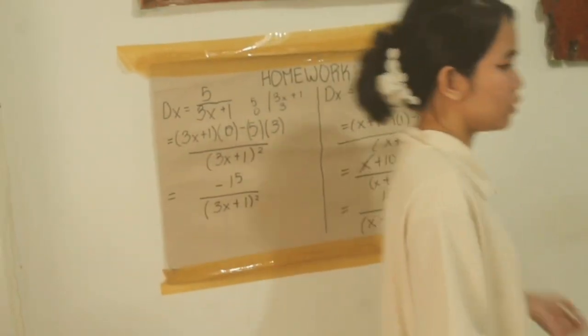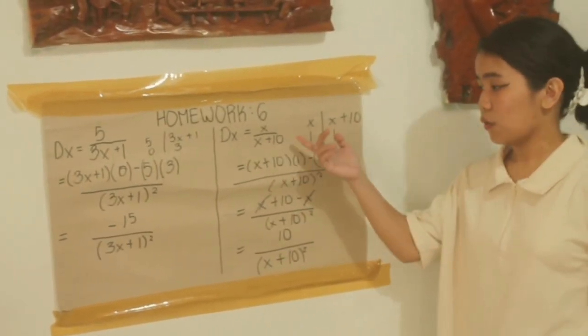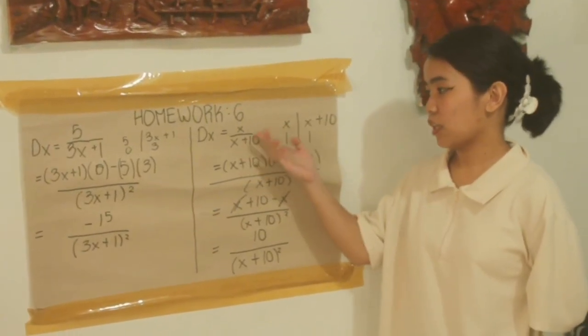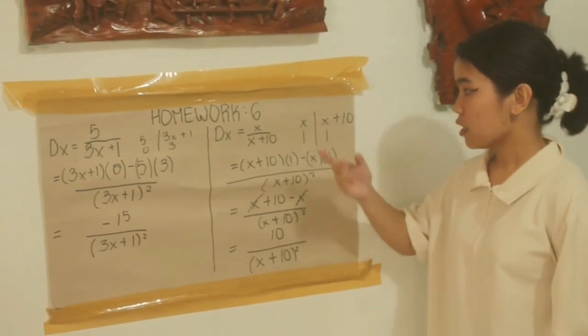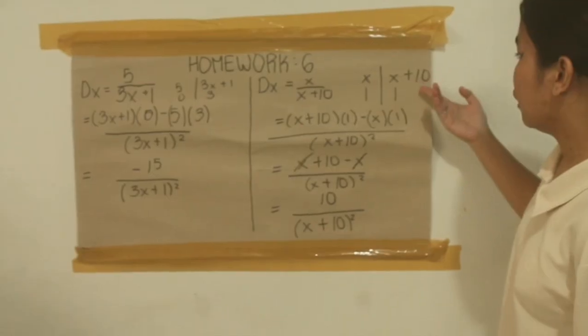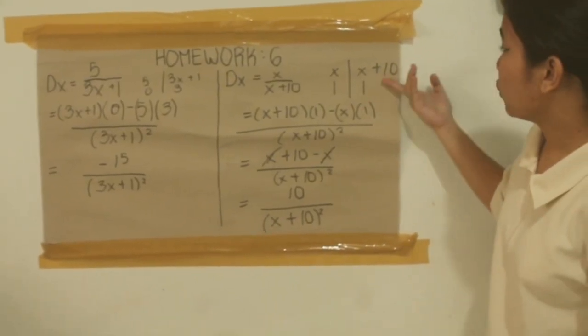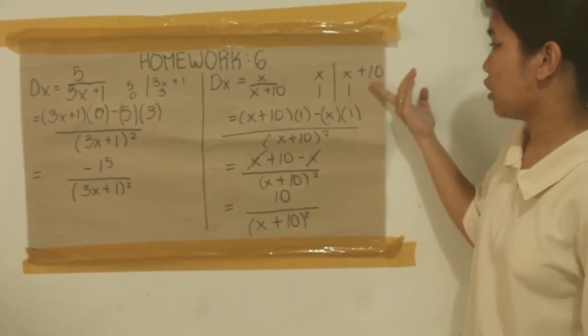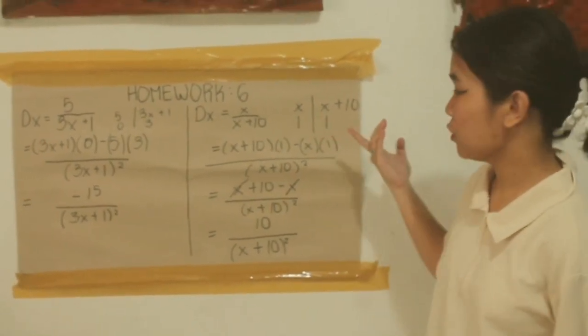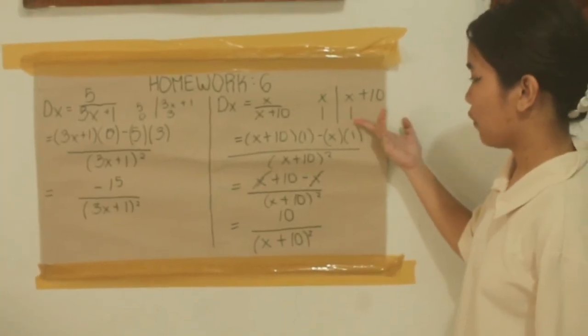And for our second given, we have x over x plus 10. So what we're going to do, we have to get both of their derivatives. The derivative of x is 1. So for the derivative of x plus 10 is equal to 1. So 10 got cancelled because it doesn't have any variable. And applying the constant rule, it will just be a 0 value, so it gets cancelled. So we have the value 1.